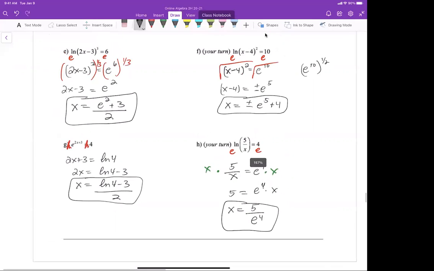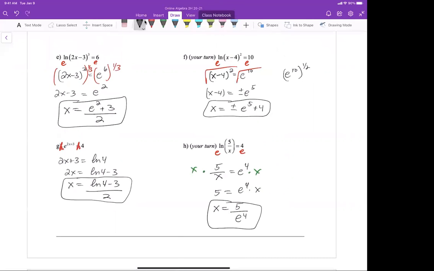All right, that concludes my lesson for today. I hope that makes sense. Hopefully it's somewhat of a review, as it is very similar, if not identical, to the material that we've had before, except now it is with natural logs. So again, reach out to me if you have any questions.